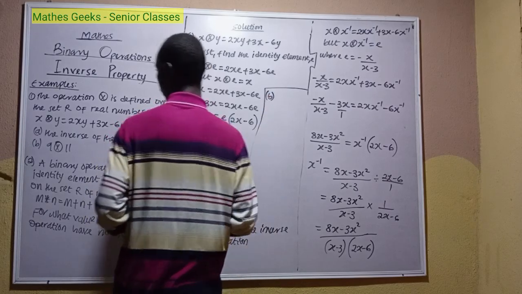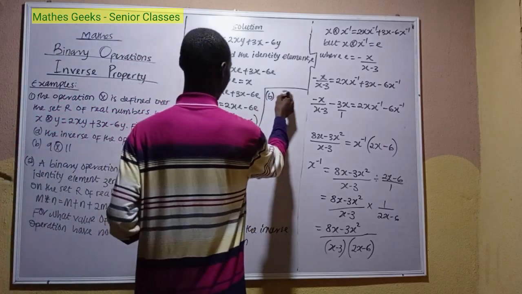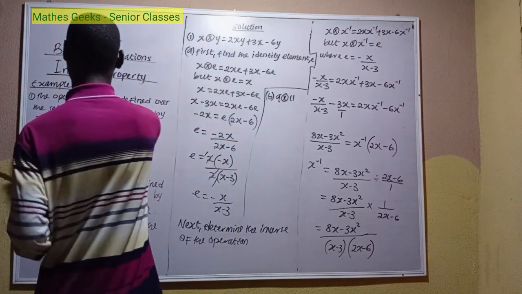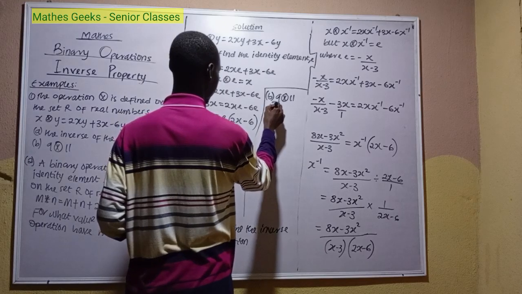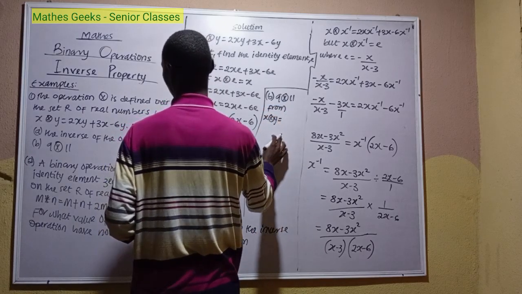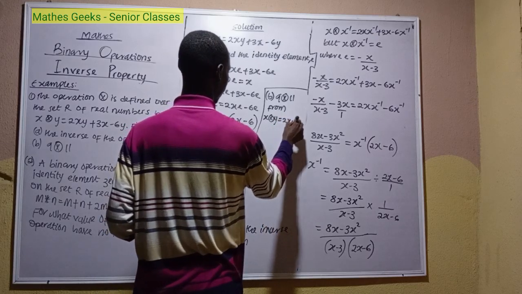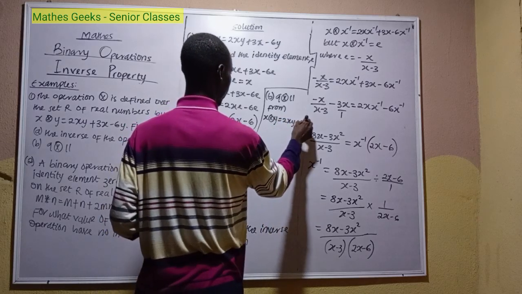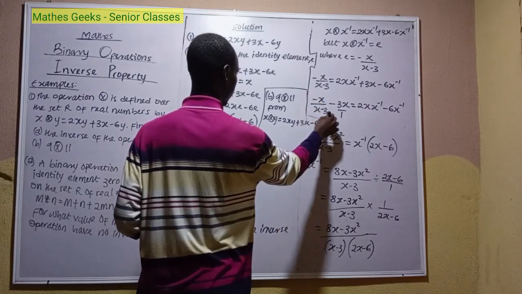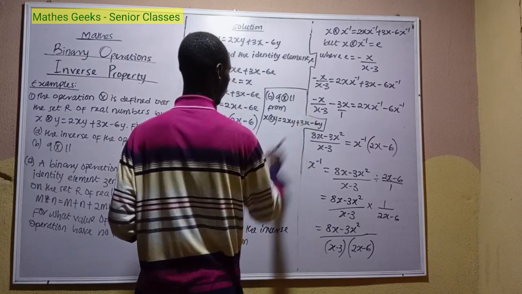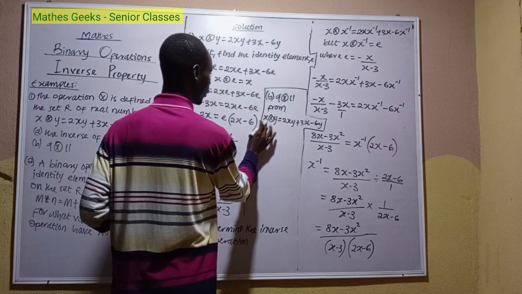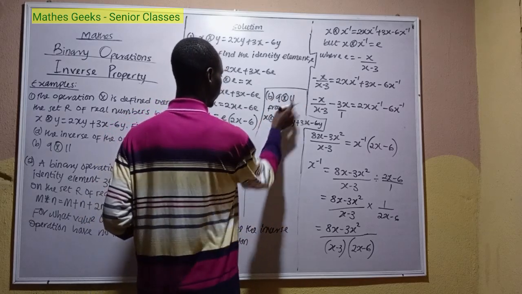So the B part says, line operation 11. From x operation y, we know that x operation y is 2xy plus 3x minus 6y. We'll go by this expression. x is 9, y is 11.